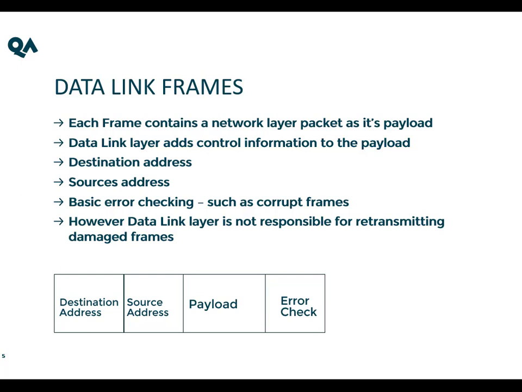What we've also got right at the end of the packet is our error checking, and it's very basic error checking. It's going to check for things such as the fact that we might have a corrupted frame within the packet. It is very basic, but again, the data link layer is not responsible for retransmitting that damaged frame onto the network.